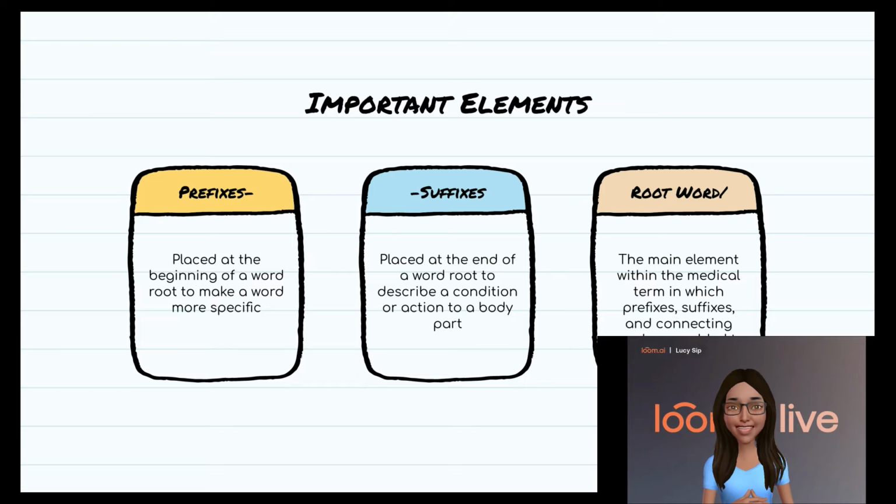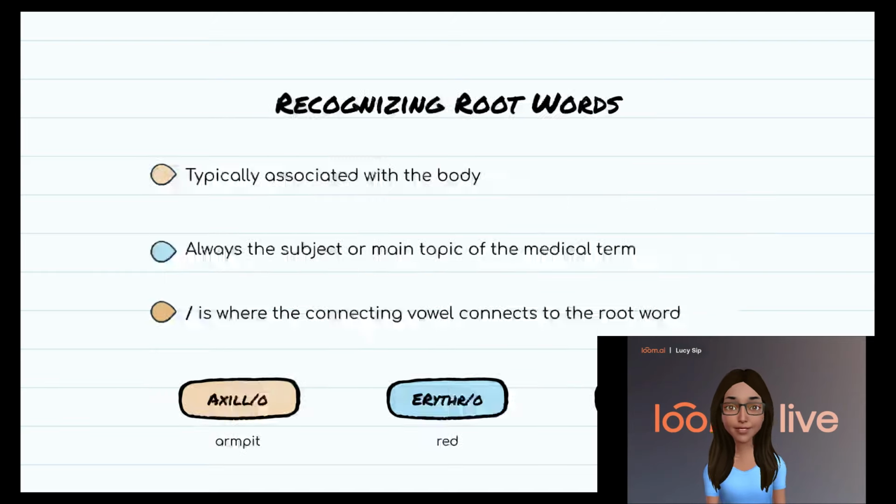These elements can be identified by specific characteristics. A prefix will precede a hyphen, a suffix will follow a hyphen, and a root word will be followed by a slash. Root words are typically associated with a body part and are always the subject or main topic of the medical term. As previously mentioned, you can indicate a root word by a slash. This slash is where the combining vowel, typically an O, connects to the word root. Combining a vowel to a word root is what we call a combining form.